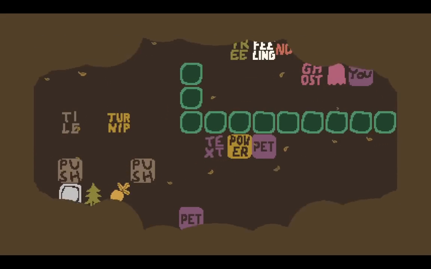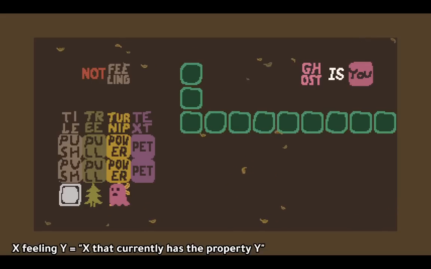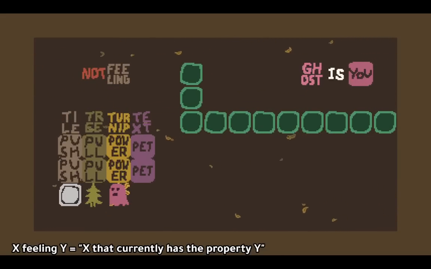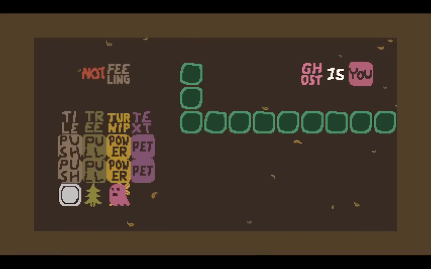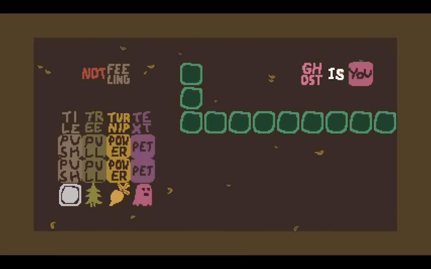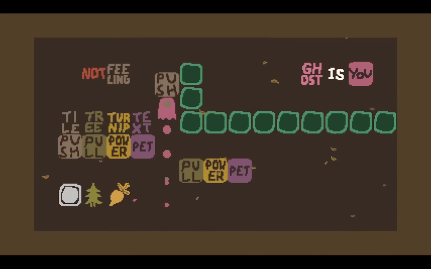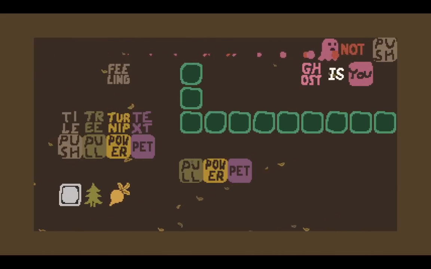Feeling, by the way, I did not say this before, but X feeling Y means an X that currently has that property. So, for example, ghost feeling U is currently on because ghost is U exists. Didn't mention it because that's a base game property. I'm assuming because the level name is about Innate, it's about text that's already being pushed, so I just need to say is not push. So like text feeling push is not push.